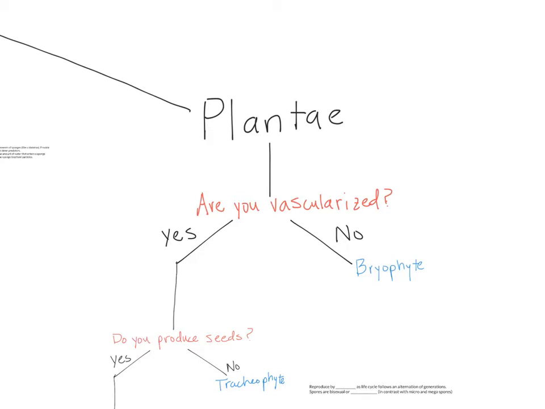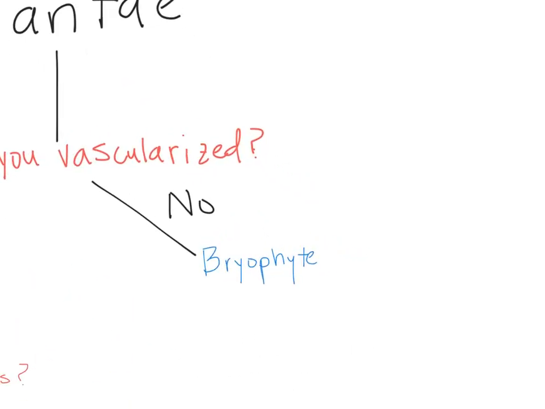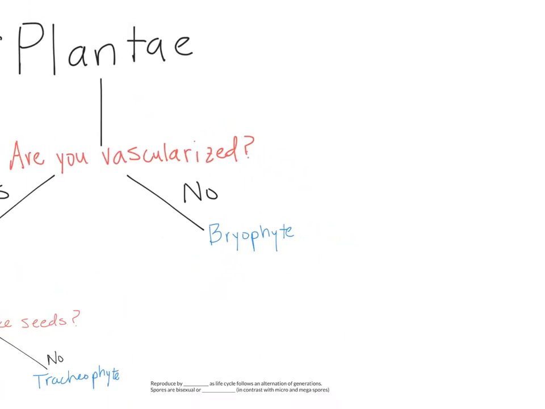If you've heard the terms phloem and xylem, those are vascular tissues in a plant. So phloem, and we'll talk more about this in a plant anatomy video, phloem carry water and nutrients up the plant, xylem carry it down the plant stem. But if you don't have vascular tissue, then you're a bryophyte.